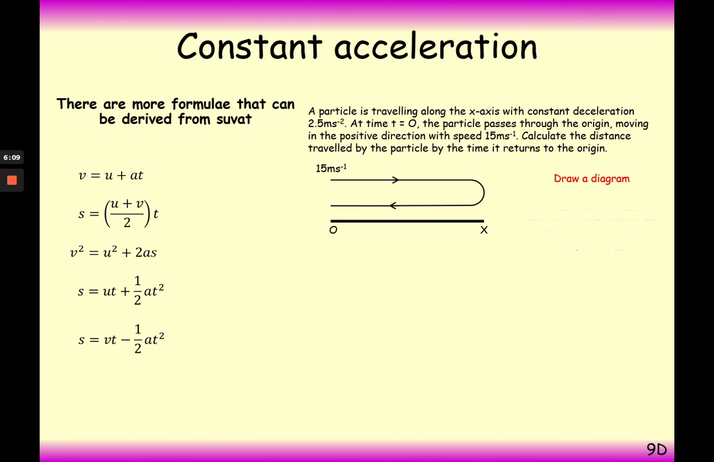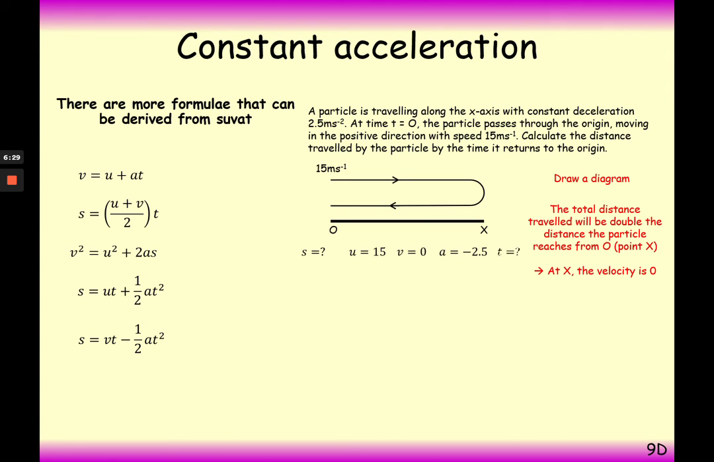So it's going to be double the distance at its furthest point from O. So we're going to work out how far it is to the furthest point, and then we're just going to double that. So if we write out our SUVAT values, okay, we know that v is 0 when it's at its furthest point away. t is not needed, and s is what we're trying to find. We've got u, v, and a. So we can use v squared equals u squared plus 2as.